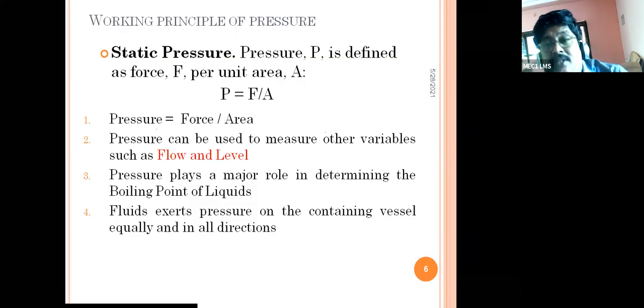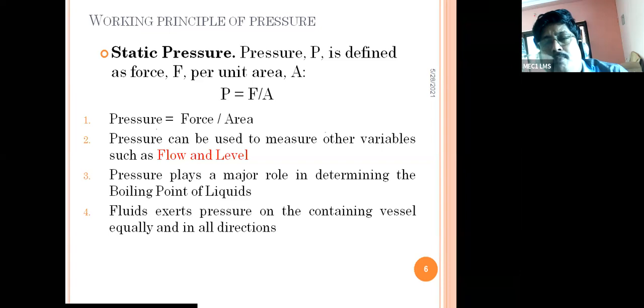Pressure measurement device. The barometer is the first device used to measure the pressure through calculation. All of you know that pressure is nothing but force per unit area. We can measure it for variables like flow or level. When fluid flows, the pressure varies, and in level also the pressure changes. Pressure plays a major role in determining the boiling points of liquids. That means when pressure varies, automatically the temperature varies.